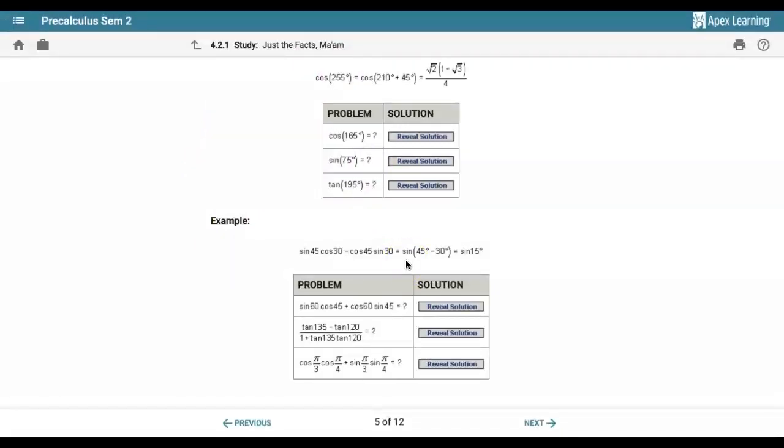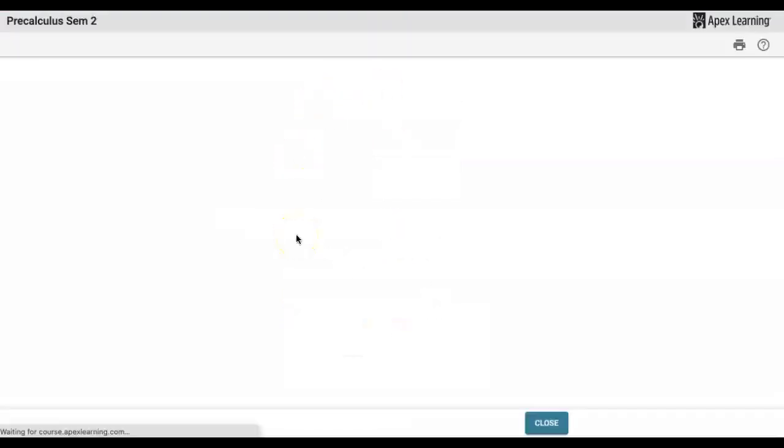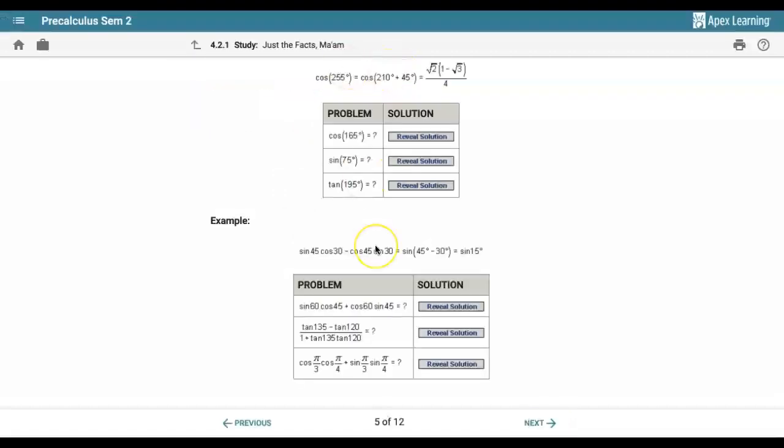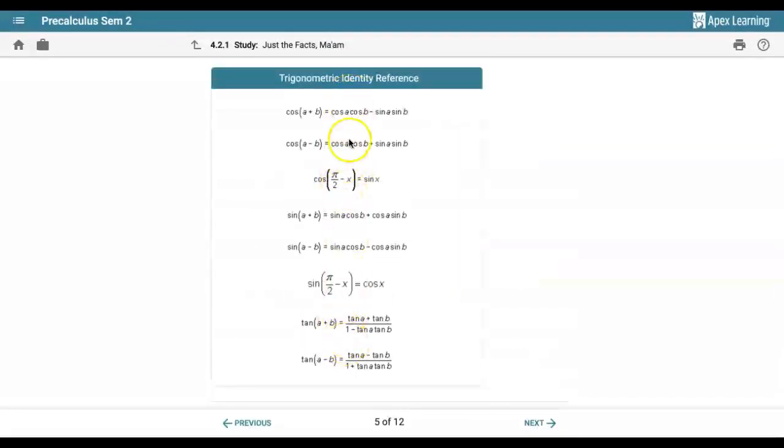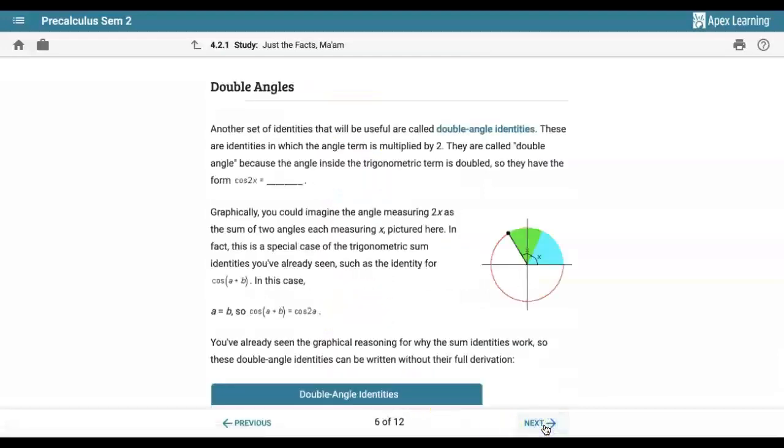Or oppositely, if we have sine of 60 and cosine of 45, if we look at our solution here, that's telling us we're looking for those two added together. It matched up with the expression, so this is how we would solve for sine of 105. For this one, it's going to be matching up the equations with the trigonometric identity reference. That's the key here.